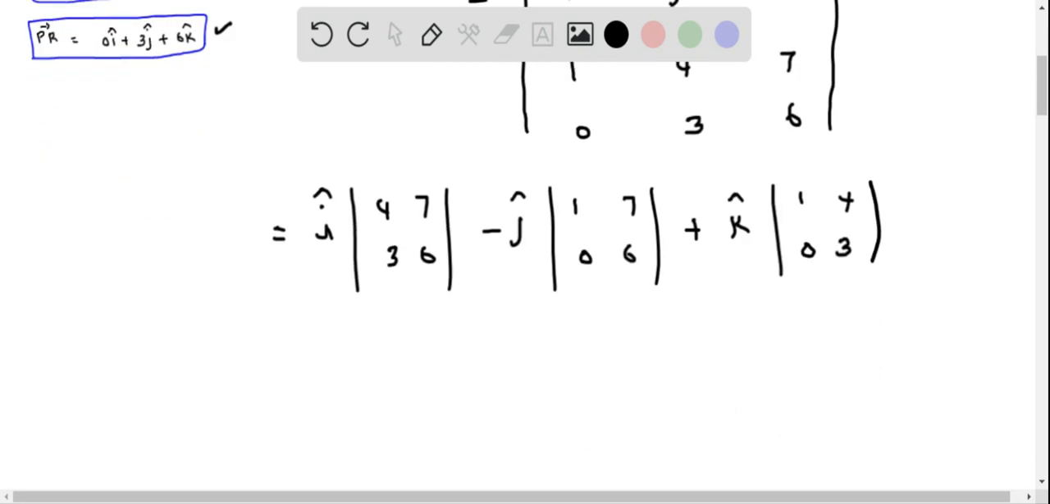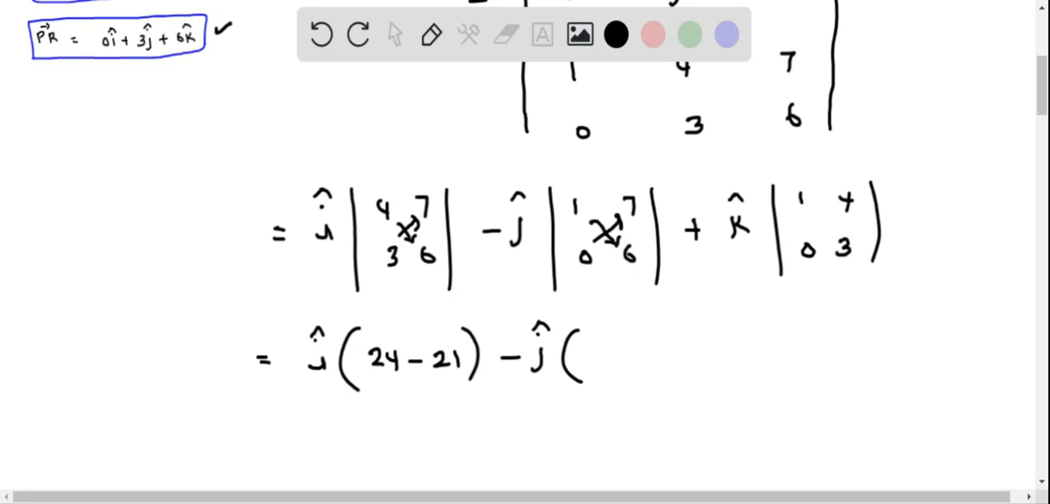So let's simplify this. Here we find the product of the diagonal minus the product of the cross diagonal. So we get i vector times 4 times 6 is 24, minus 3 times 7 is 21, minus j vector. Here also we do the product of the diagonal minus the product of the cross diagonal. So 1 times 6 is 6, minus 7 times 0 is 0, plus k vector times we do the product of the diagonal minus the product of the cross diagonal. 1 times 3 is 3, minus 4 times 0 is 0.